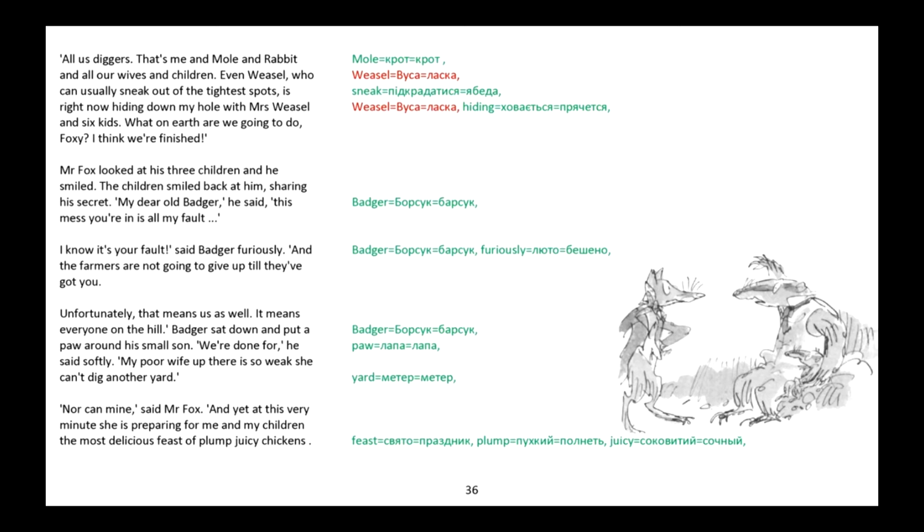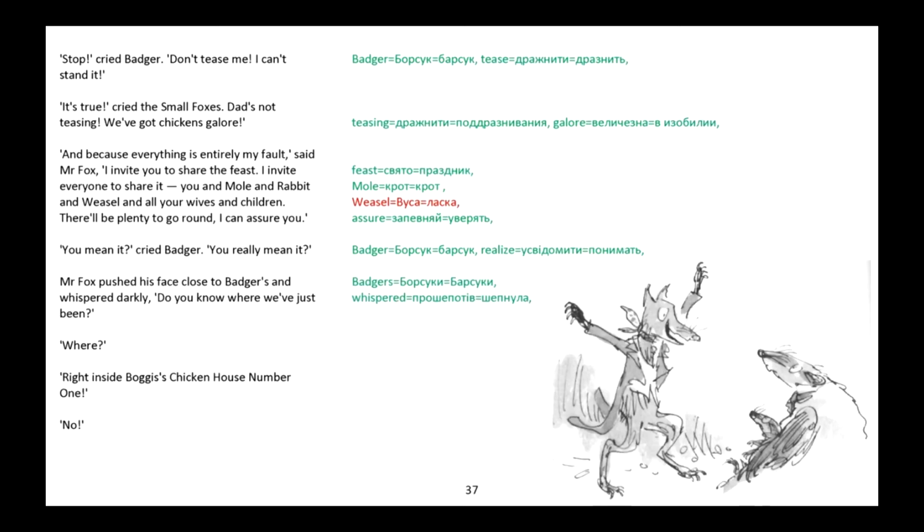Badger sat down and put a paw around his small son. "We're done for," he said softly. "My poor wife up there is so weak, she can't dig another yard." "Nor can mine," said Mr. Fox, "and yet, at this very minute, she is preparing for me and my children the most delicious feast of plump, juicy chickens." "Stop," cried Badger. "Don't tease me. I can't stand it." "It's true," cried the small foxes. "Dad's not teasing. We've got chickens galore."